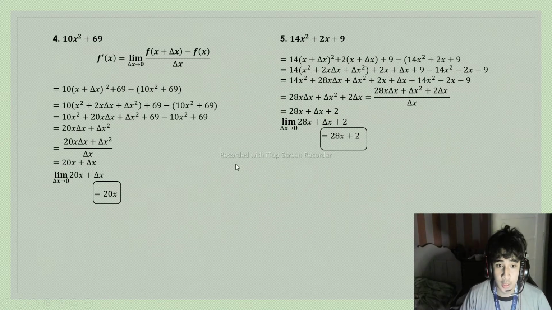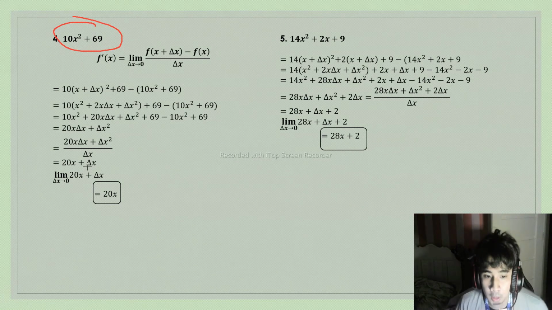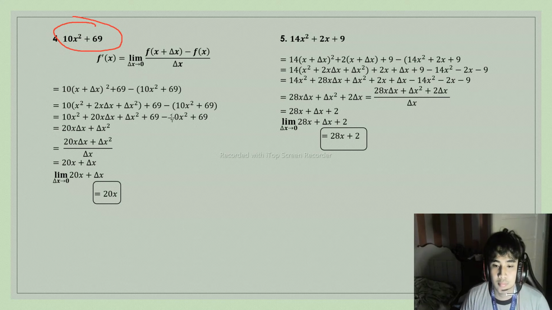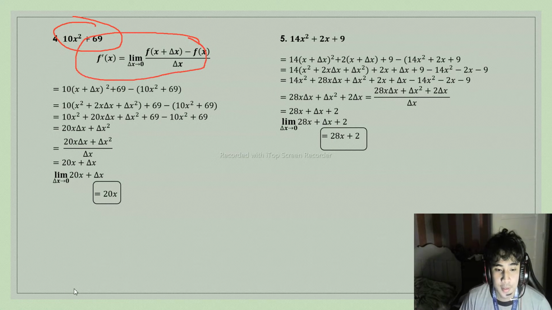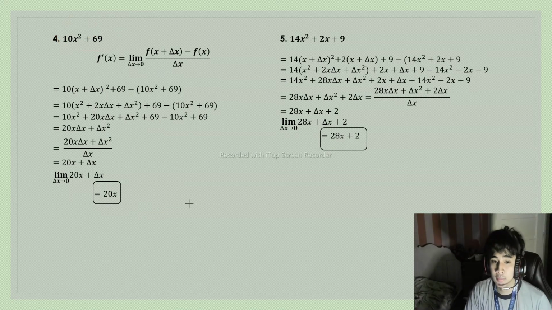So, dito naman tayo sa fourth example natin, which is 10x squared plus 69. 69, a very good number for a very good secret. So, gamitin natin tong formula natin. So, una, lahat ng x, substitute natin ng x plus delta x. So, that will be 10 quantity x plus delta x quantity squared plus 69 minus f of x, which is 10x squared plus 69.